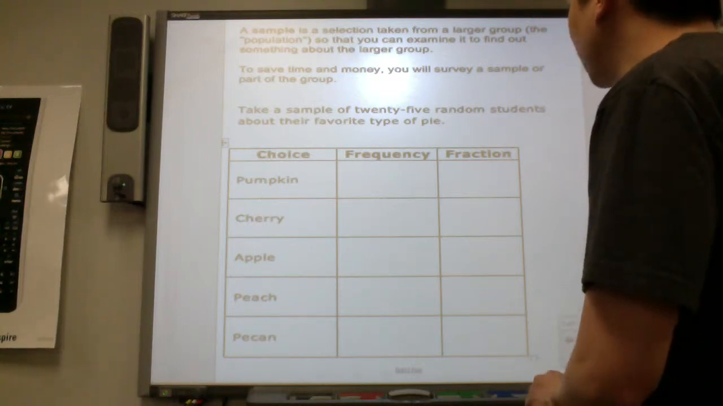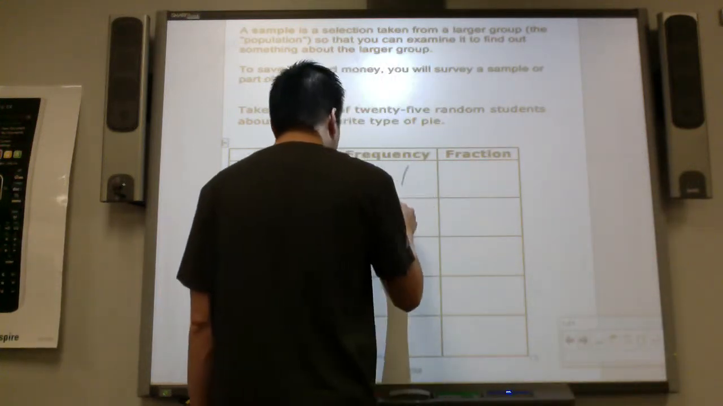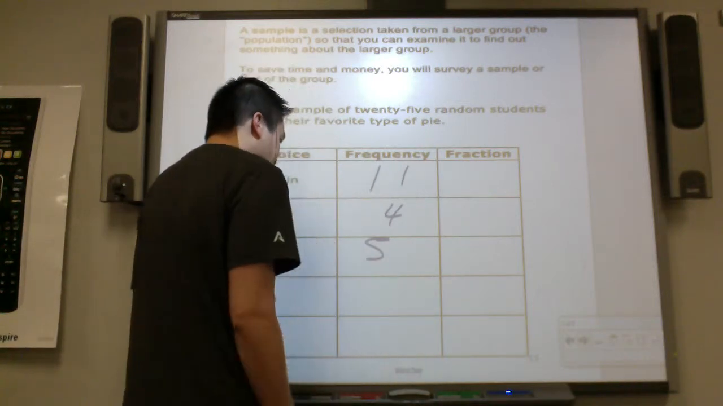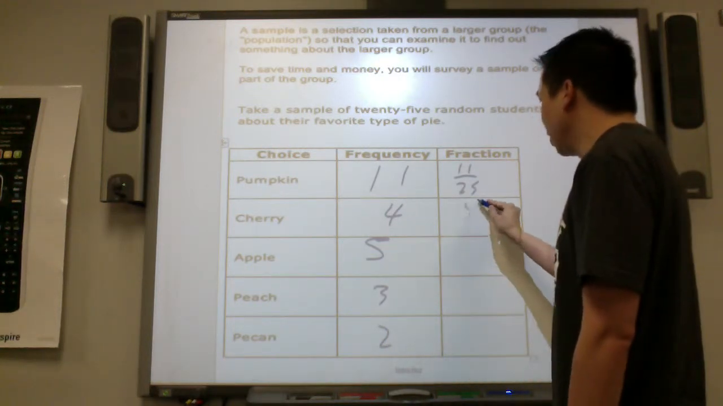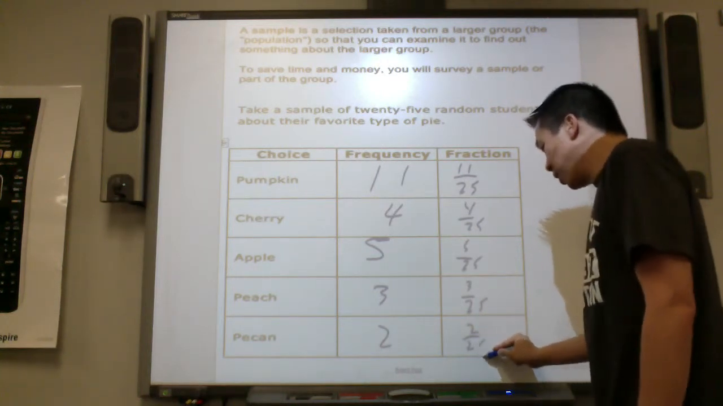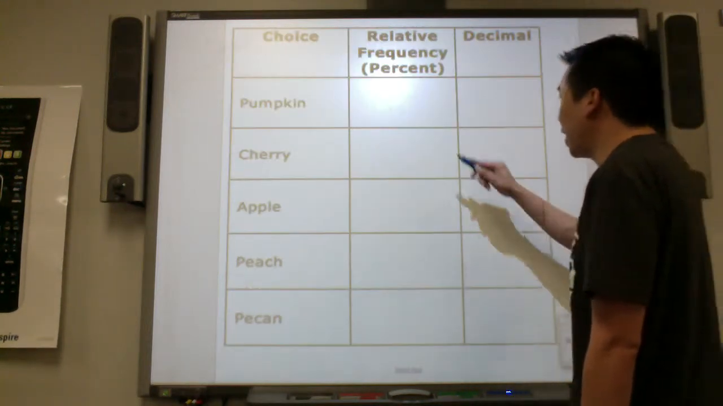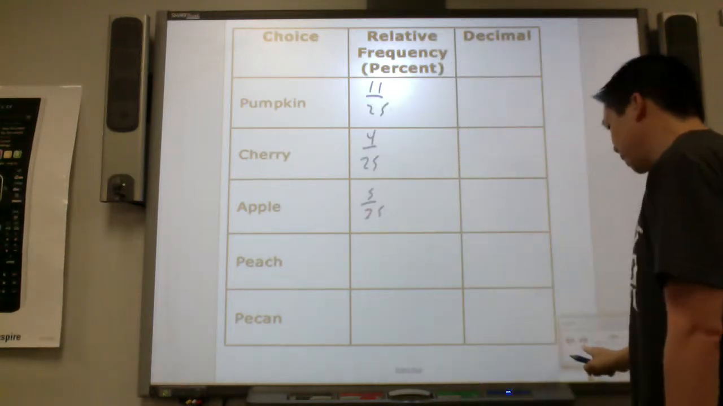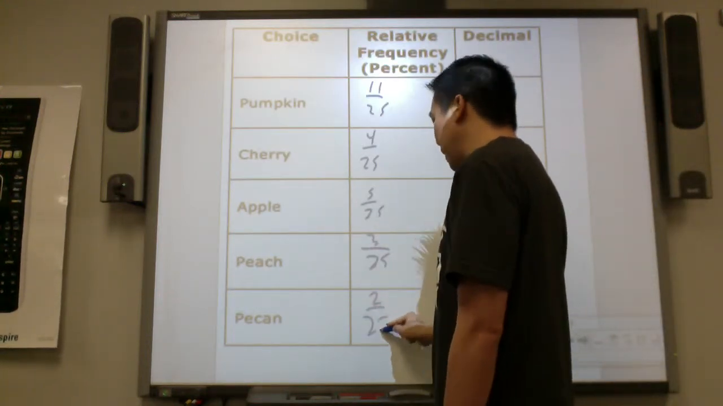So we're going to take a sample of 25 random students about their favorite type of pie. I'm just going to pick some numbers. I'll pick 11, 4, 5, 3, 2. So 11 out of 25 prefer pumpkin, 4 out of 25, 5 out of 25, 3 out of 25, 2 out of 25 prefer pecan. So let's go back to percent. So 11 out of 25, 4 out of 25, 5 out of 25, 3 and 2. 3 out of 25 like peaches, 2 out of 25 like pecan.